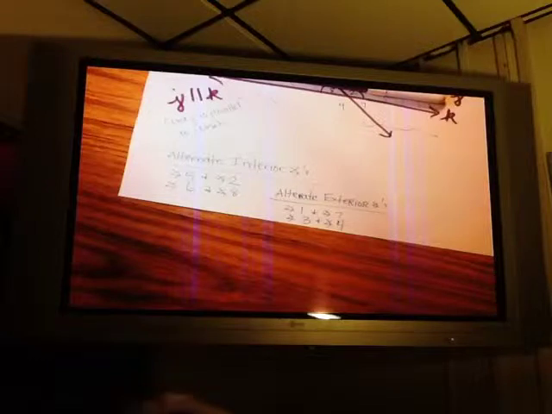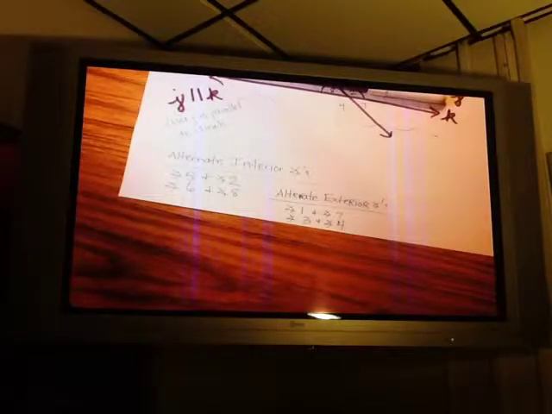Now let's talk about this word, corresponding. Write down corresponding angles. If you don't know how to spell it, hang on a second.